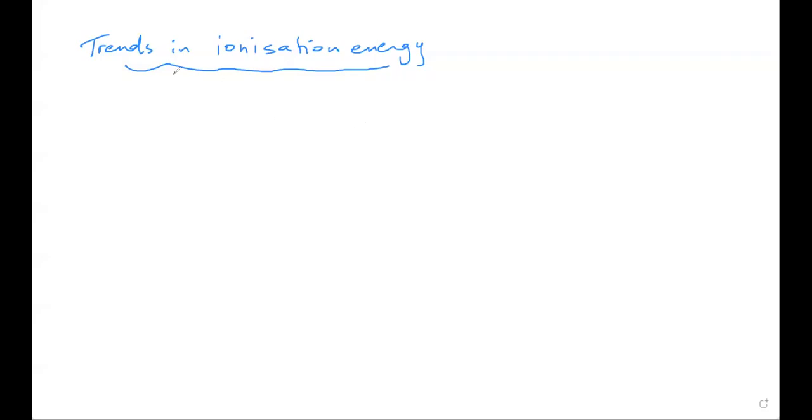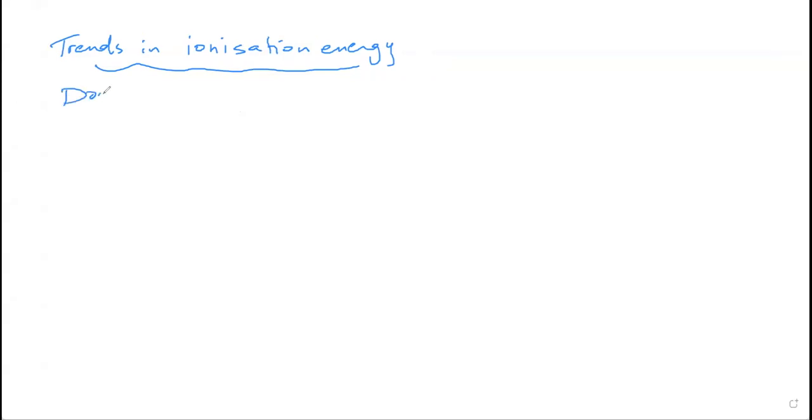Today we are going to see the trends in ionization energy. We have trends down the group, and we have trends across a period. If we look at trends down a group, for example, we are going to take group 1 as an example.